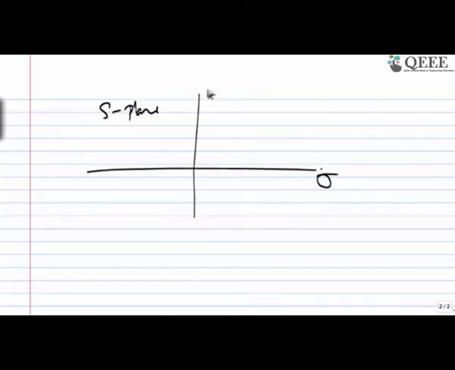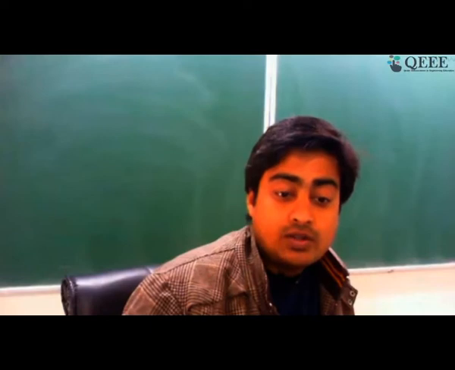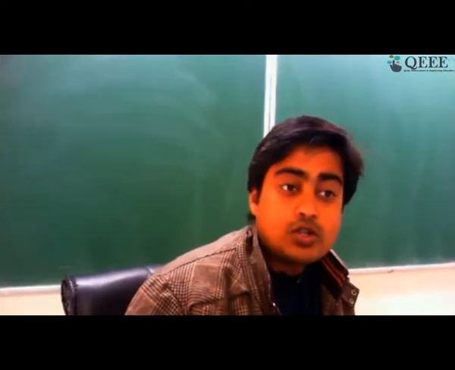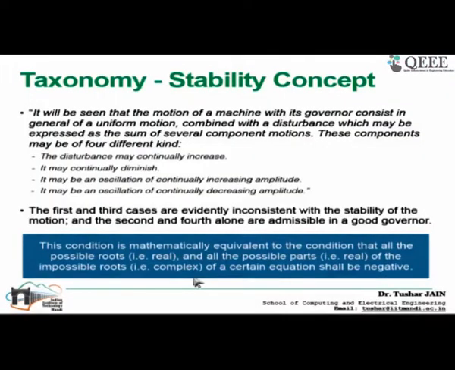Here we are speaking about roots in the S plane. You know that in the S plane, this is our real axis and this is our j omega axis. When I say the roots, I mean the real part. This is your real axis, and this is your imaginary axis. So this condition is mathematically equivalent to the condition that all the real roots, and all the real parts of the complex roots, are negative. Pay attention to this statement once again.